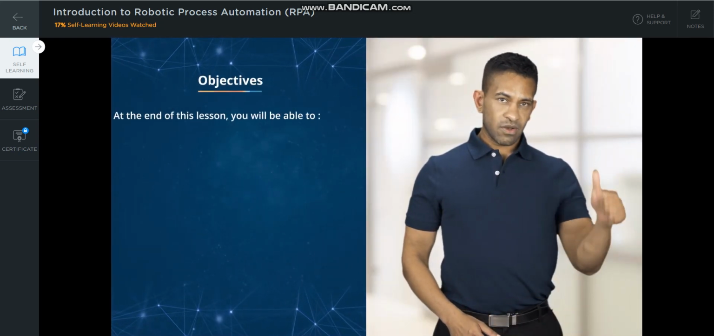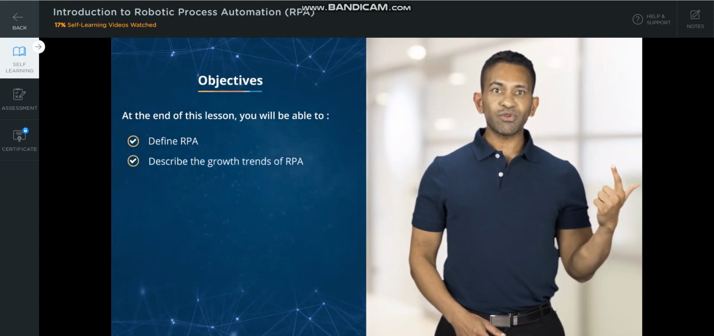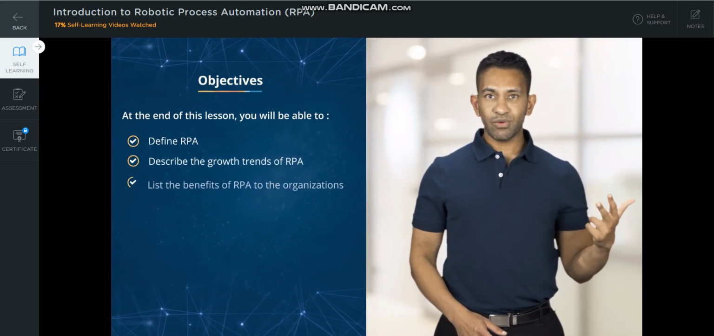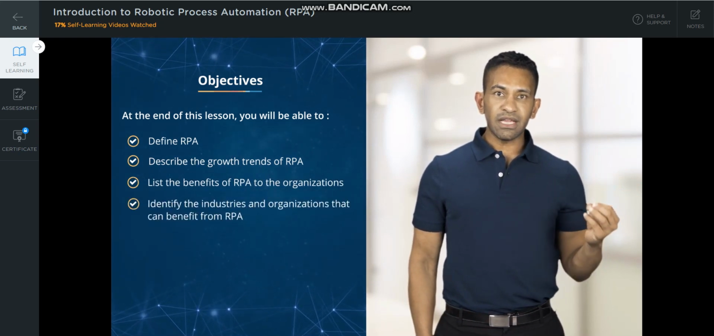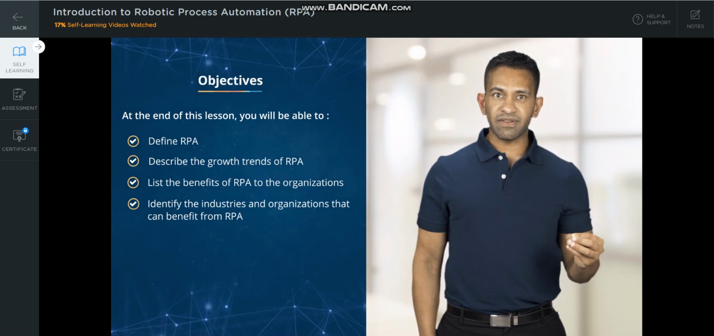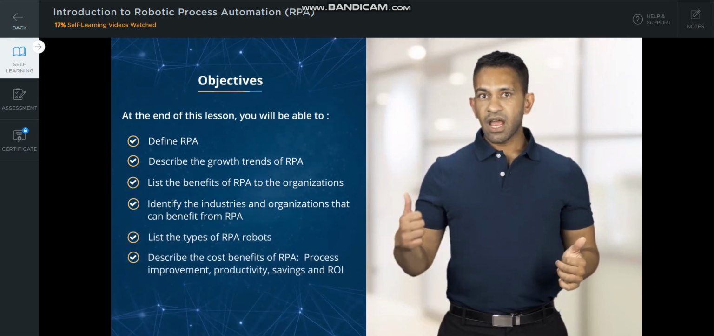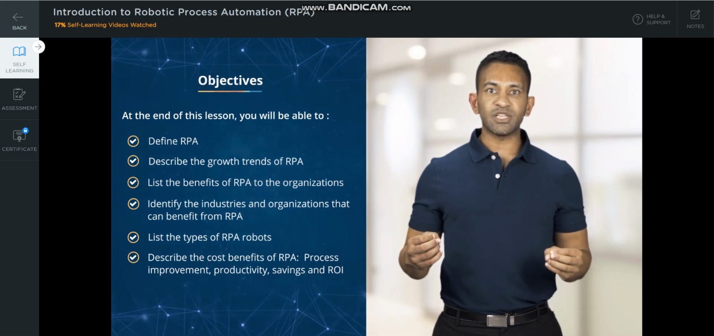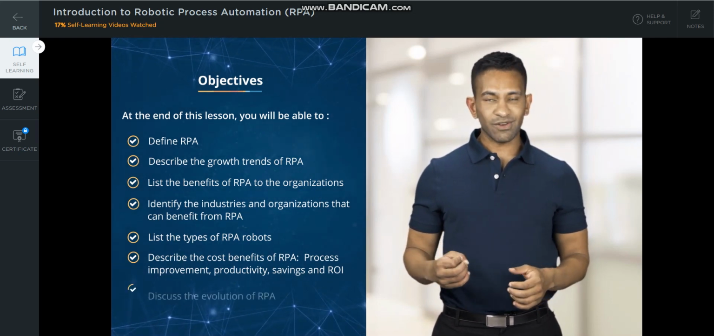Learning objectives. 1. What is RPA? 2. What are the growth trends of RPA? 3. How can it help organizations? 4. Industries and organizations that can benefit. 5. Software robot types. 6. RPA cost-benefit analysis, process improvement, productivity, savings, ROI, and evolution of RPA.